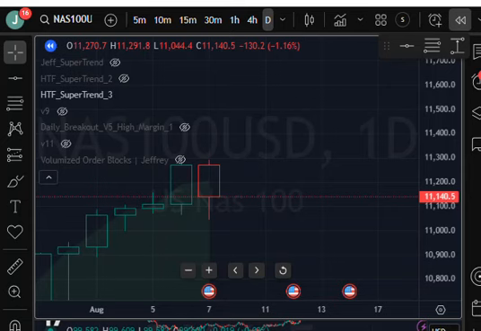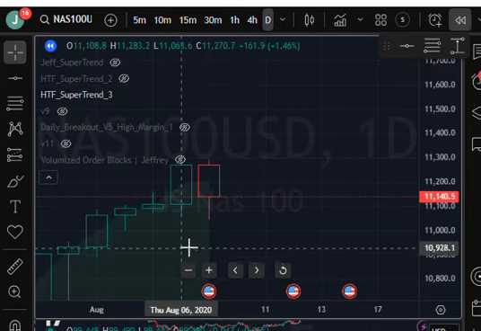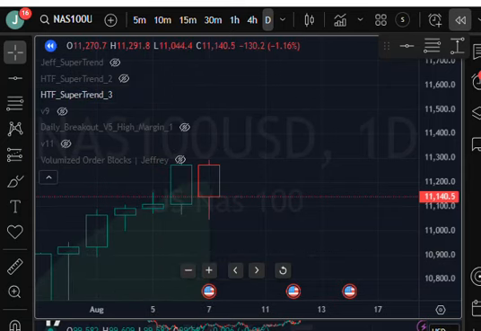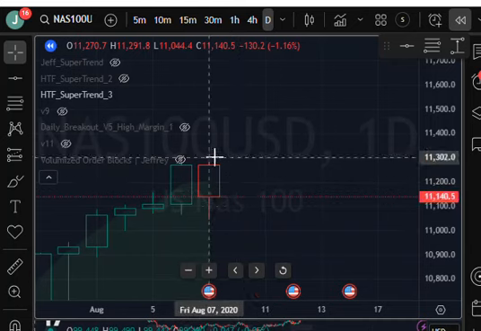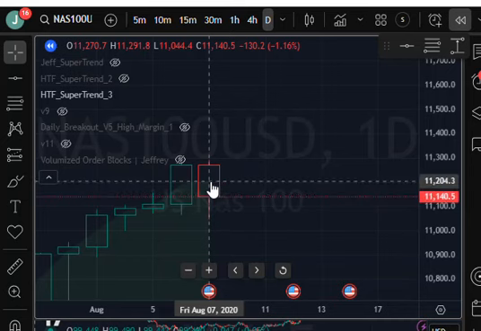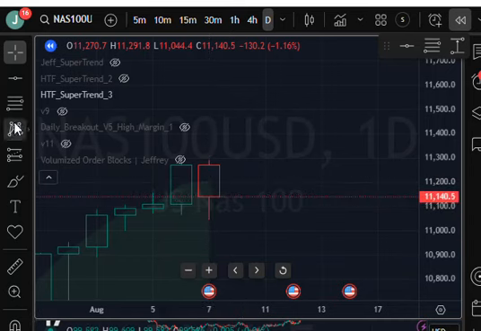Rules for long. The Supertrend is green. All right, so we got that there. Next, the previous candle is red. So we don't get anything. We don't do any trades until we get a red candle. So we got one. All right. Next.